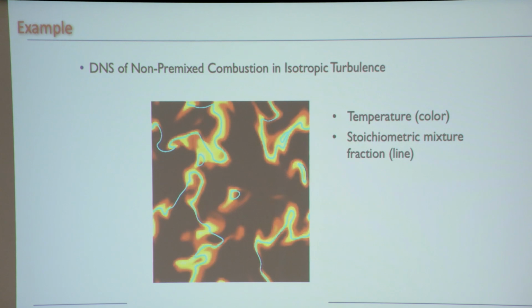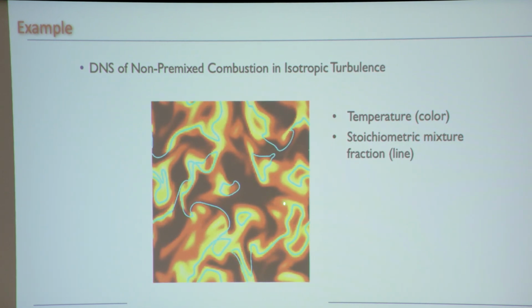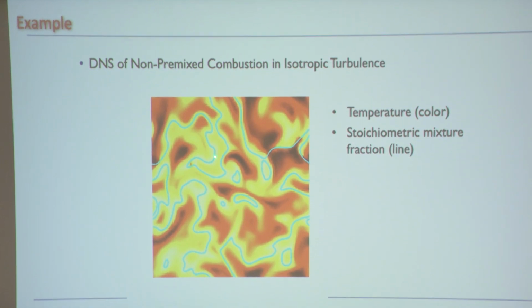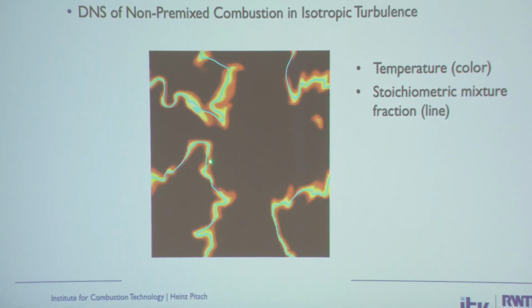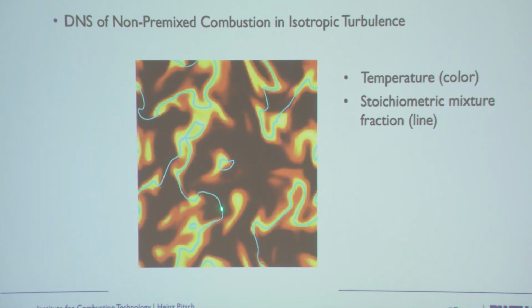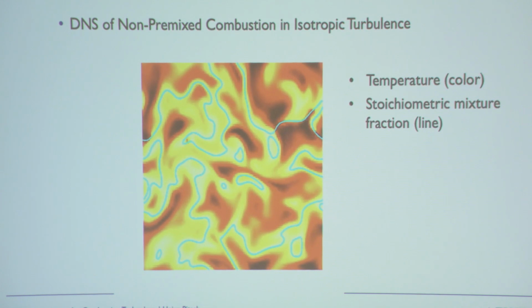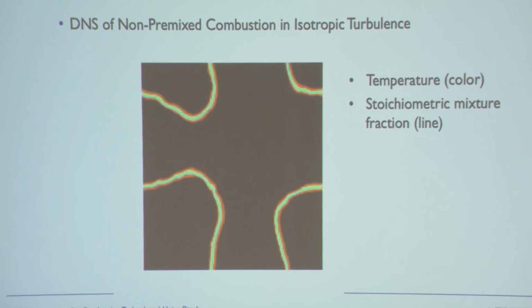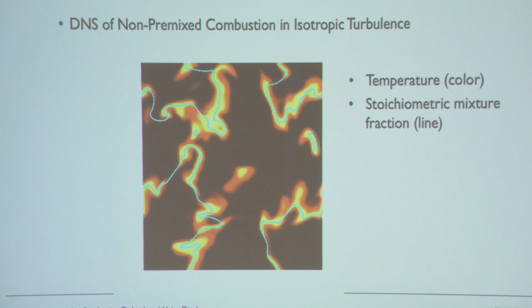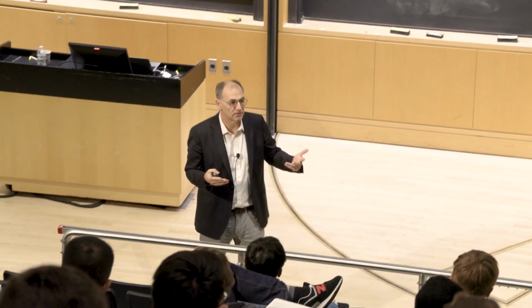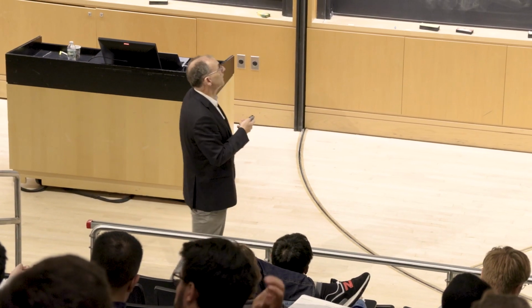I showed this already. This shows the dynamics, and maybe the only interesting thing here is that initially you get local extinction in some places, and then later on this reignites and keeps burning again. As I said in the beginning, there's a lot of strain, the dissipation rates are high, and you get local extinction. But when mixing proceeds, the gradients get smaller and smaller, and at some point this reignites again, and that's what we try to understand here with the simulation.